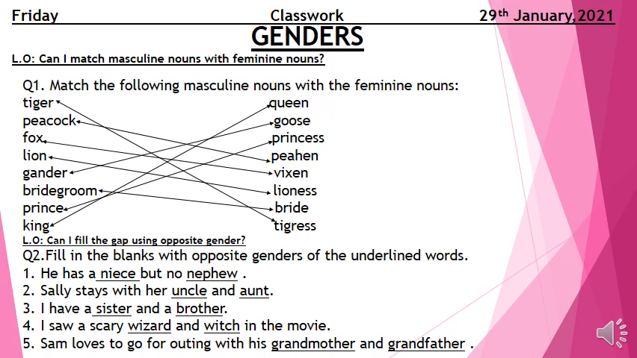Come to number 4, I saw a scary wizard and witch in the movie. So witch is the feminine gender for wizard. Come to number 5, Sam loves to go for outing with his grandmother and grandfather. So grandfather is the masculine gender for grandmother. Clap for yourselves if all your answers are correct.